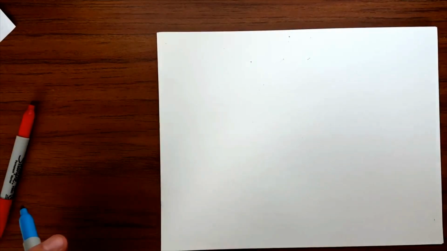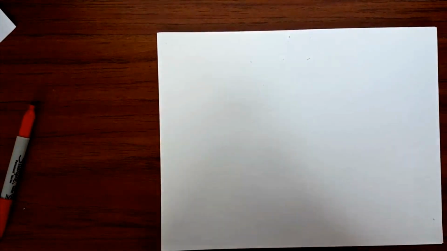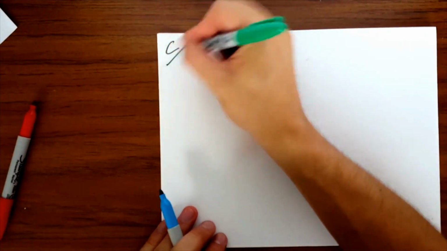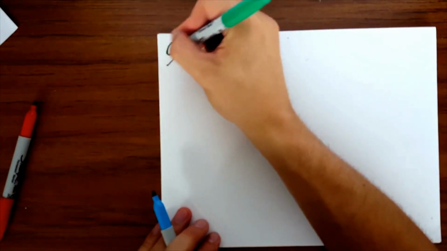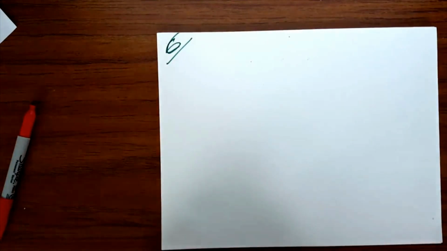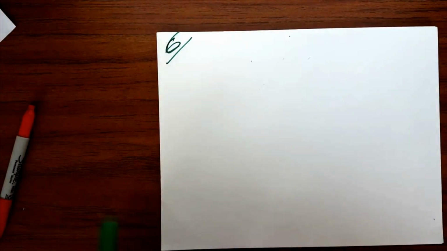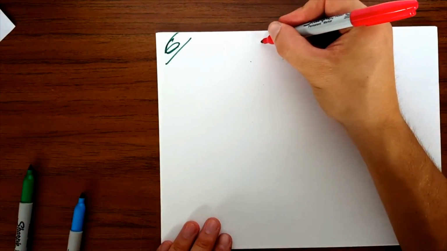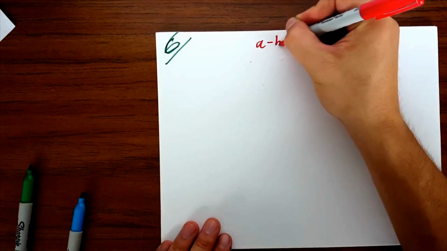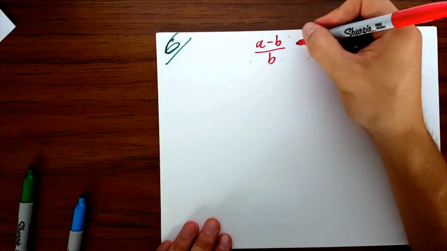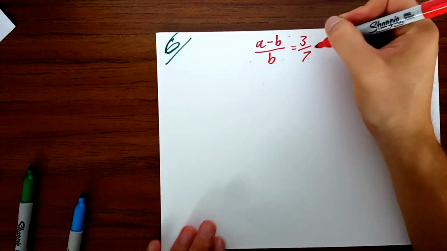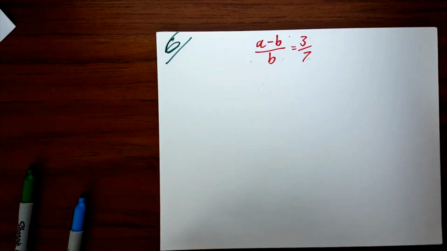All right, let's do one more for this video. Oh, sorry, 6. Sorry about that. You're given a fraction, a minus b divided by b equals 3/7. And it says, which of the following must also be true?